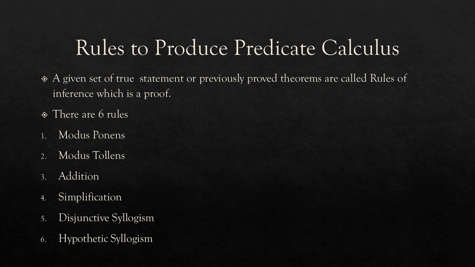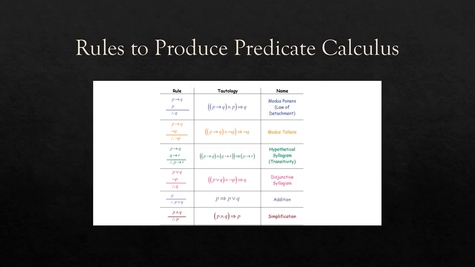There are 6 rules: modus ponens, modus tollens, addition, simplification, disjunctive syllogism, and hypothetical syllogism. So let us consider all these rules and understand them individually. First one is modus ponens, also known as the law of detachment. The rule says if P implies Q and P comes, the result should be Q.